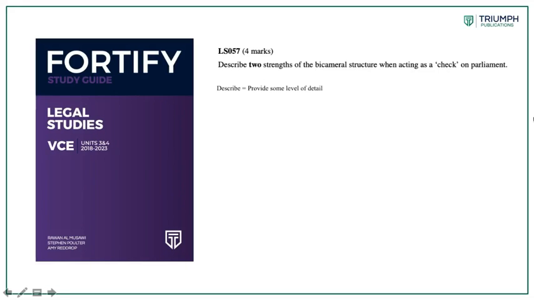Hey everyone, so for today we're going to be having a look at a question from our Fortify study guide for legal studies. The question is LS057 and it is a 4-marker question. We're being asked to describe two strengths of the bicameral structure when acting as a check on Parliament.